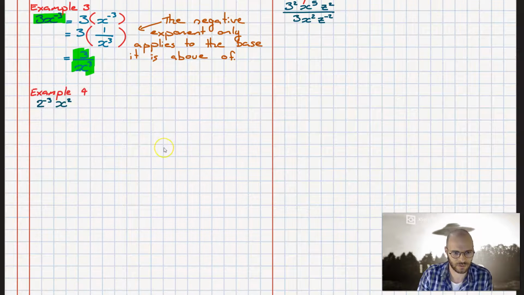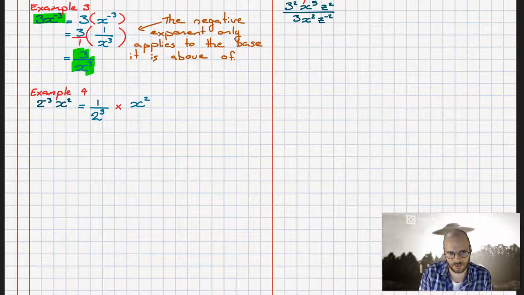In example 4 we have 2 to the power of negative 3 multiplied by x squared. So using this transformation once again, we're going to get 1 over 2 to the 3. Then this is going to be multiplied by x squared. Now, similar to the previous example, where it's 3 over 1 multiplied, we're going to do the same here. This x squared is going to go above 1. So when we multiply these together, we're going to get x squared over 2 to the 3.